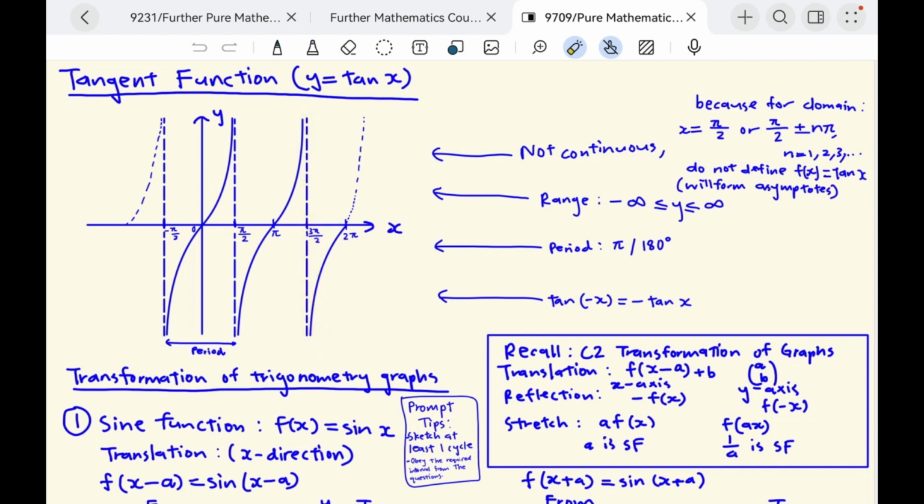So what about the range? The range is from negative infinity to infinity, because as you can see, no matter how high it moves upwards, it still cannot reach the vertical asymptote over here.